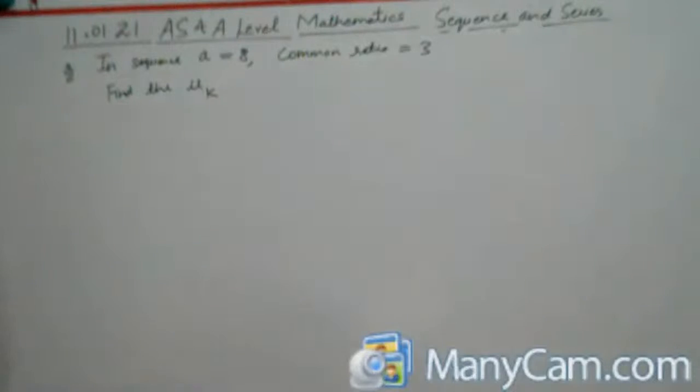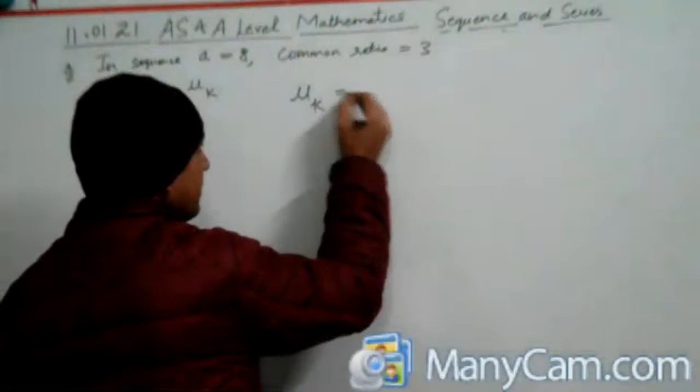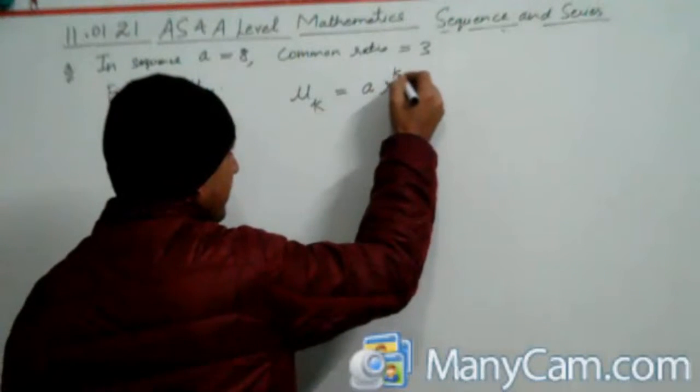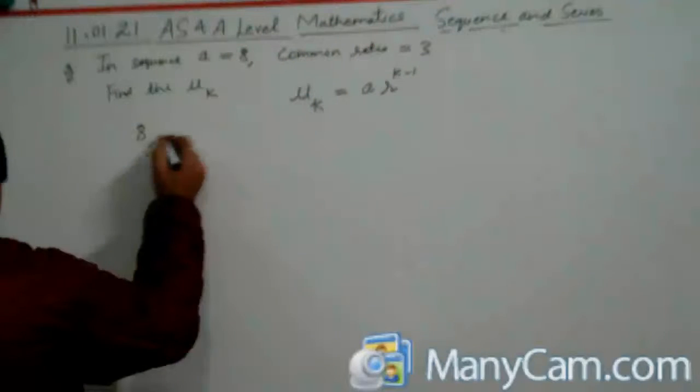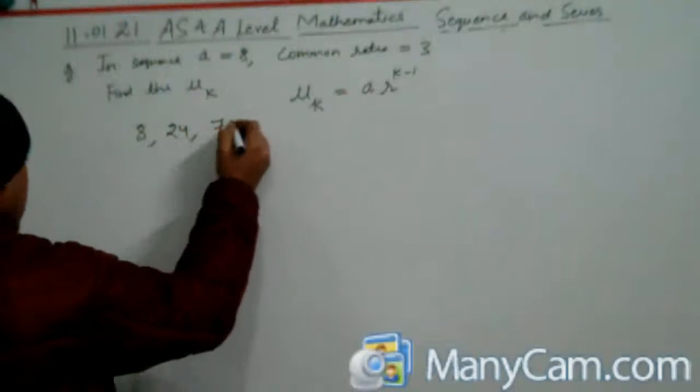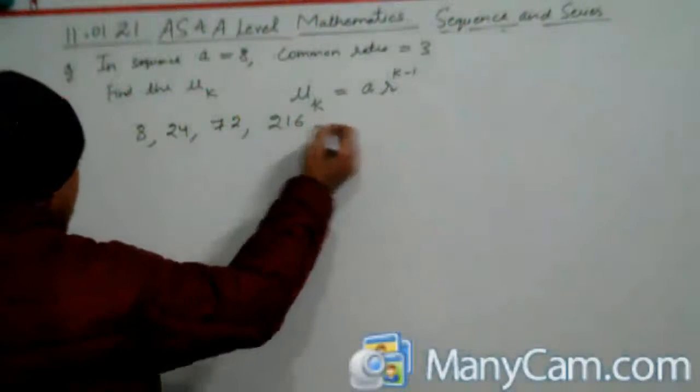So we know that the kth term is given by a into r raised to k minus 1, right? So here, in this case, the sequence is given, the sequence is starting with 8, 24, 72 and 216, right? So on.